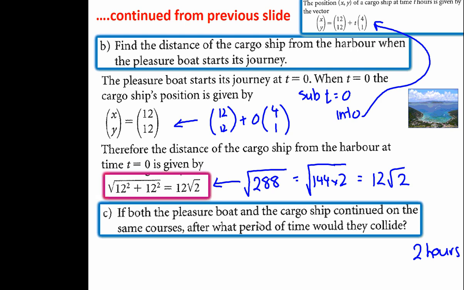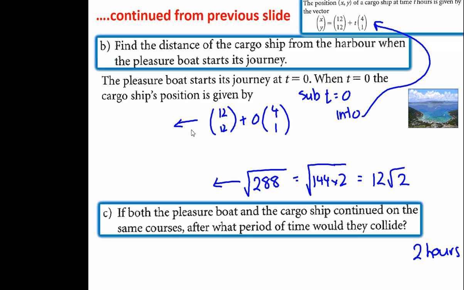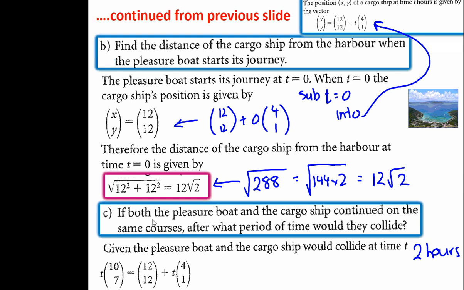If both the pleasure boat and the cargo ship continued on the same courses, after what period of time would they collide? As I said, collisions are a big application of vectors. After what period of time? We need to basically solve for t. Have a think of what we could do. That's right, we could set the two equations equal to each other and solve for t. Here is the vector equation of the pleasure boat, here is the vector equation of the cargo ship. We're setting them equal to each other and going to solve.